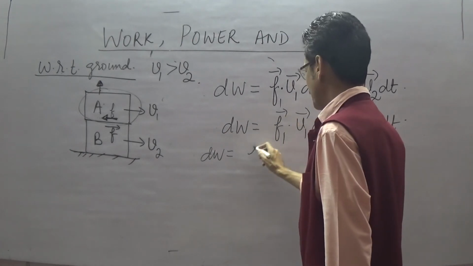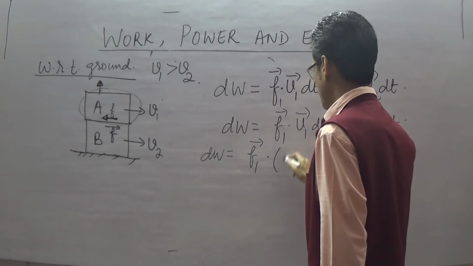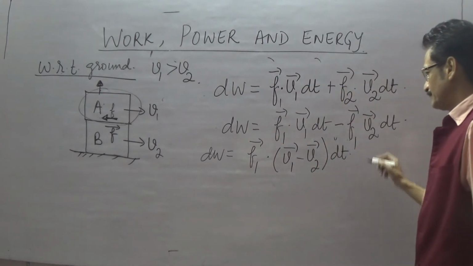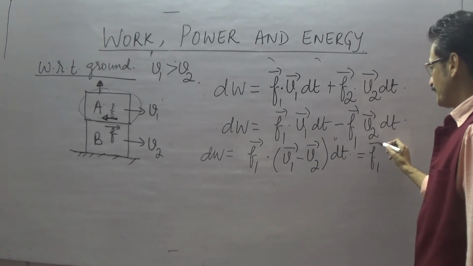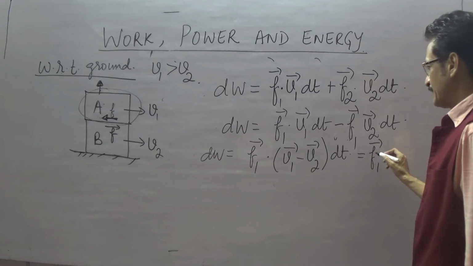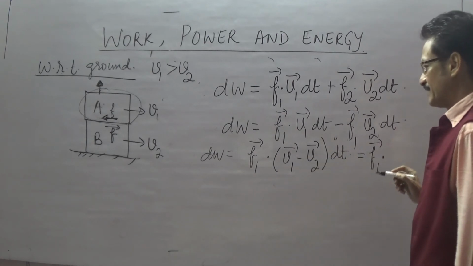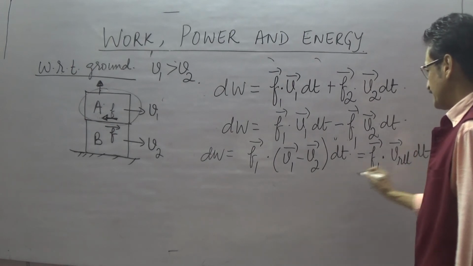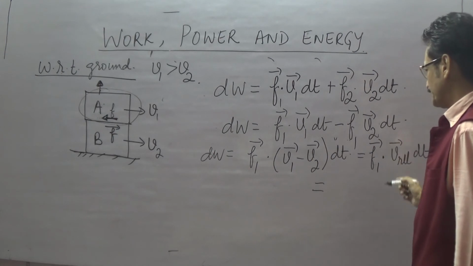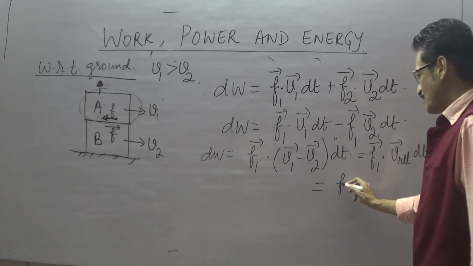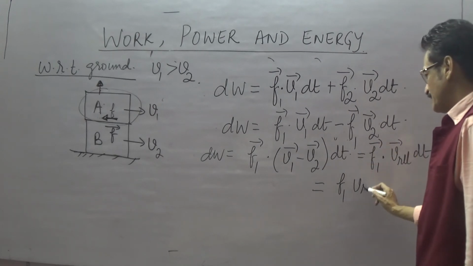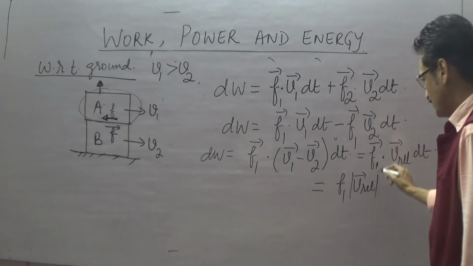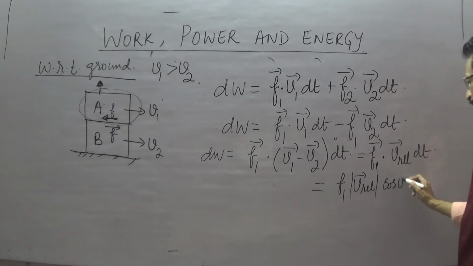So now it becomes F1 dot (V1 minus V2) dt. Now V1 minus V2 is the relative velocity between the two bodies, so let us call it V relative. Now if you use the formula for the dot product here, then you will get mod of F1 into mod of V relative into cos theta into dt.